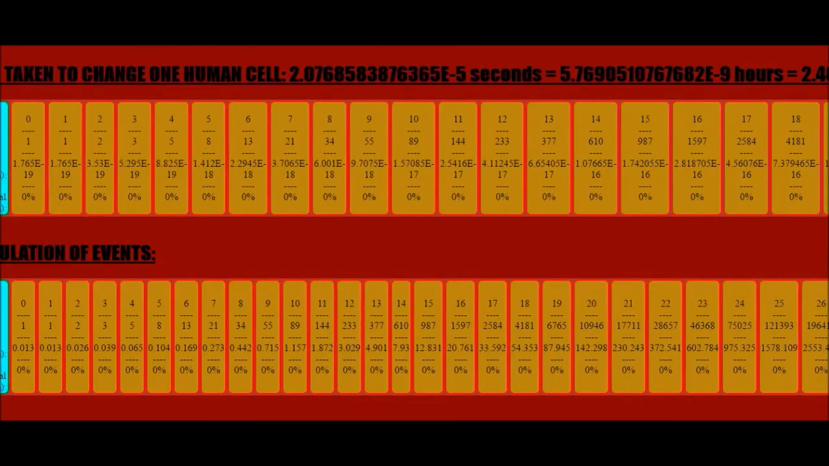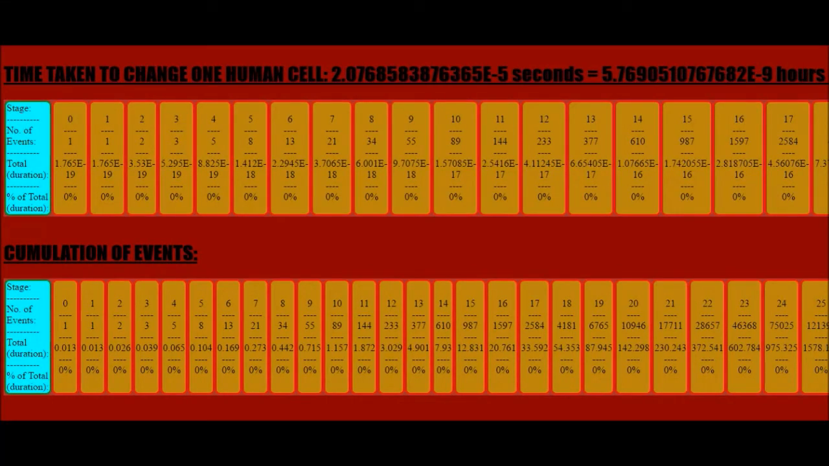which is a total of 2.077 times 10 to the minus 5 seconds. That's how long it will take for 100 trillion atoms to feel a change that has occurred in one atom. That's like 10 microseconds, to do 100 trillion atoms.